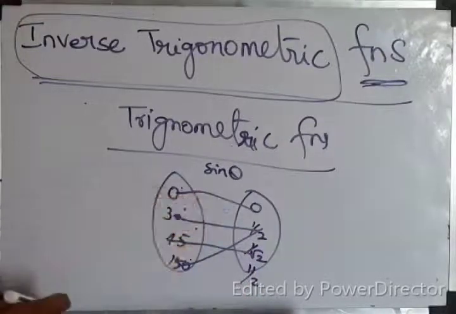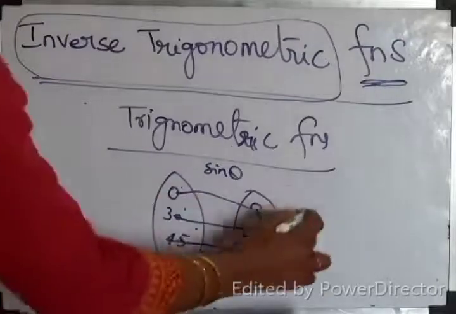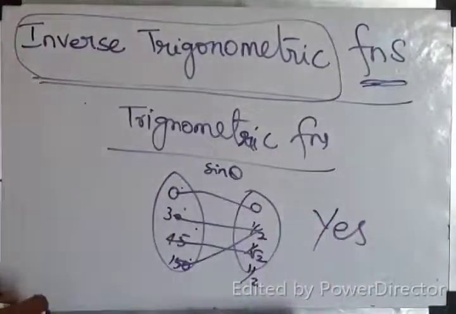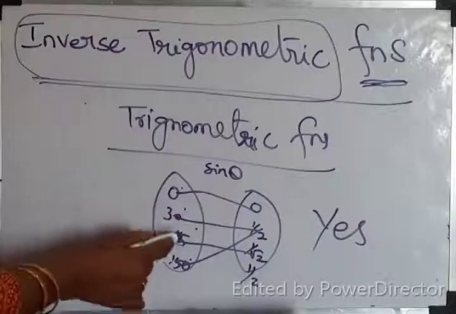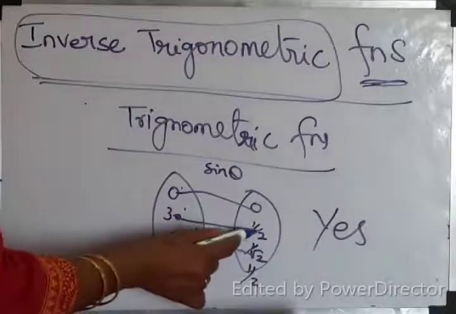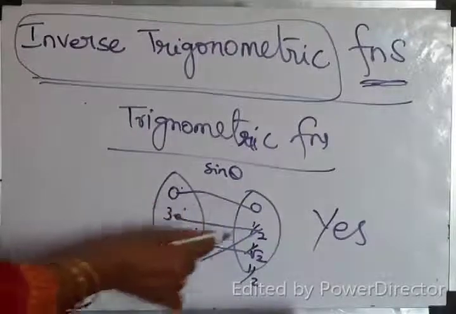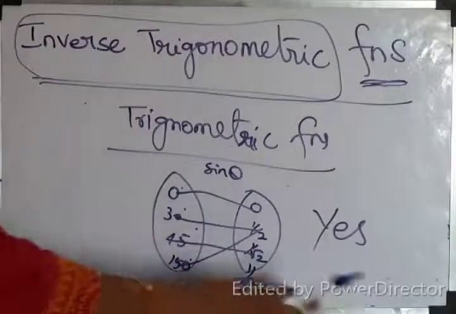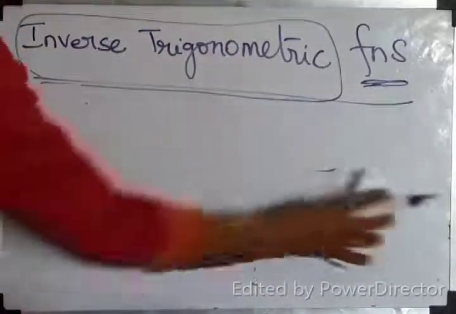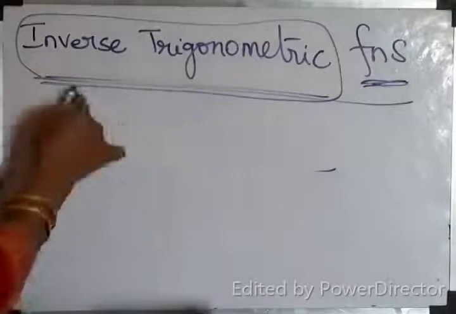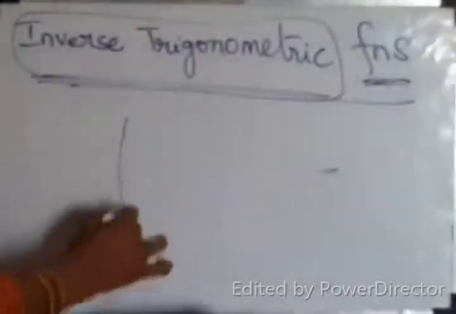Is it a function? Yes, it is a function. It is not one to one, it is into. 30 degree and 150 degree have the same value. Many to 1. Many to 1 into function. Correct. When I do inverse trigonometric, the other form I have to write.